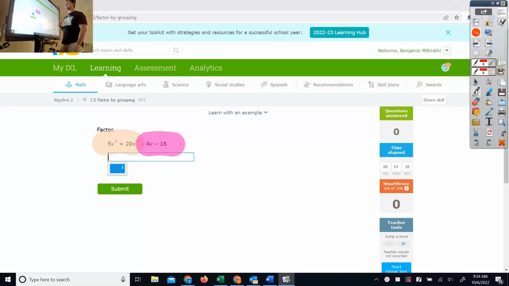So the first commandment in math says if you can pull it, pull it. So from 5b cubed plus 20b squared, I notice I can pull a 5b squared. If I pull a 5b squared from 5b cubed, I have a b left over. And if I pull it from 20b squared, I should have 4 left over. Think about your distributive property. Think about how that would work out.